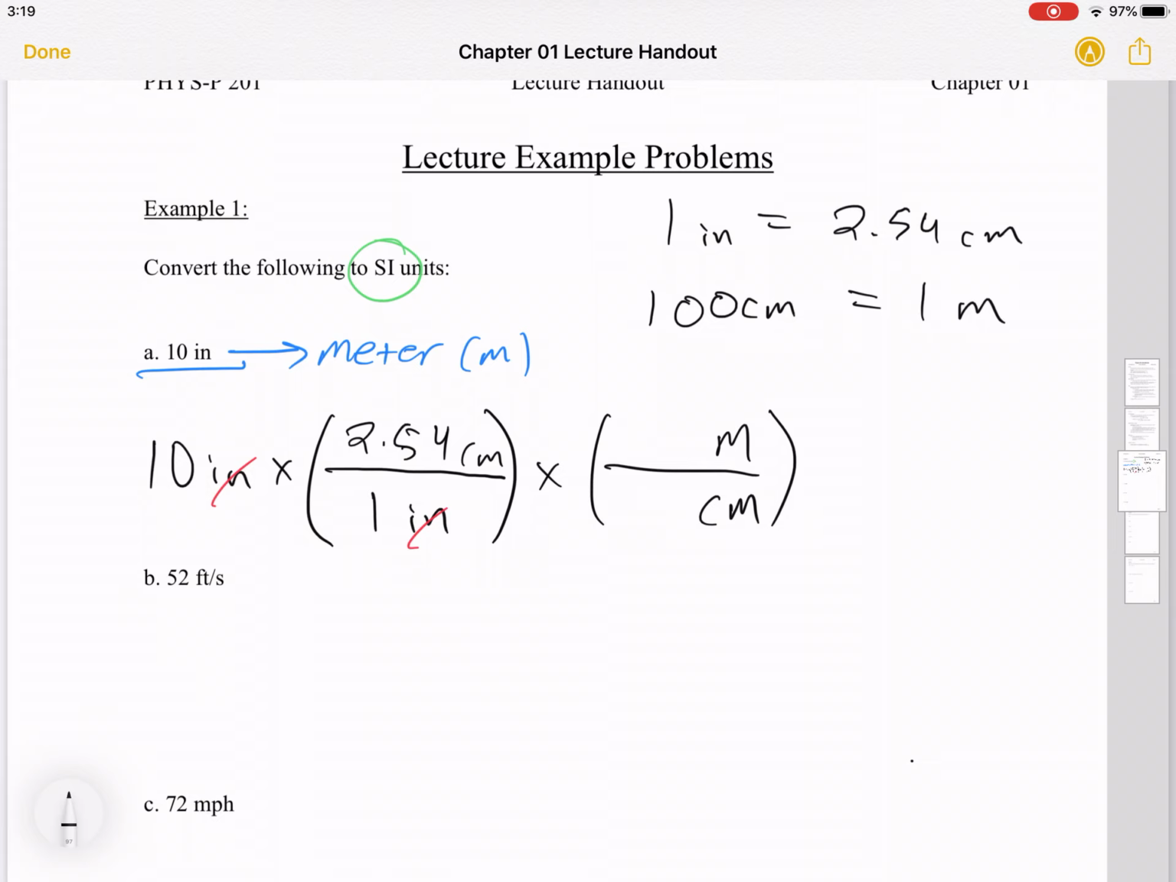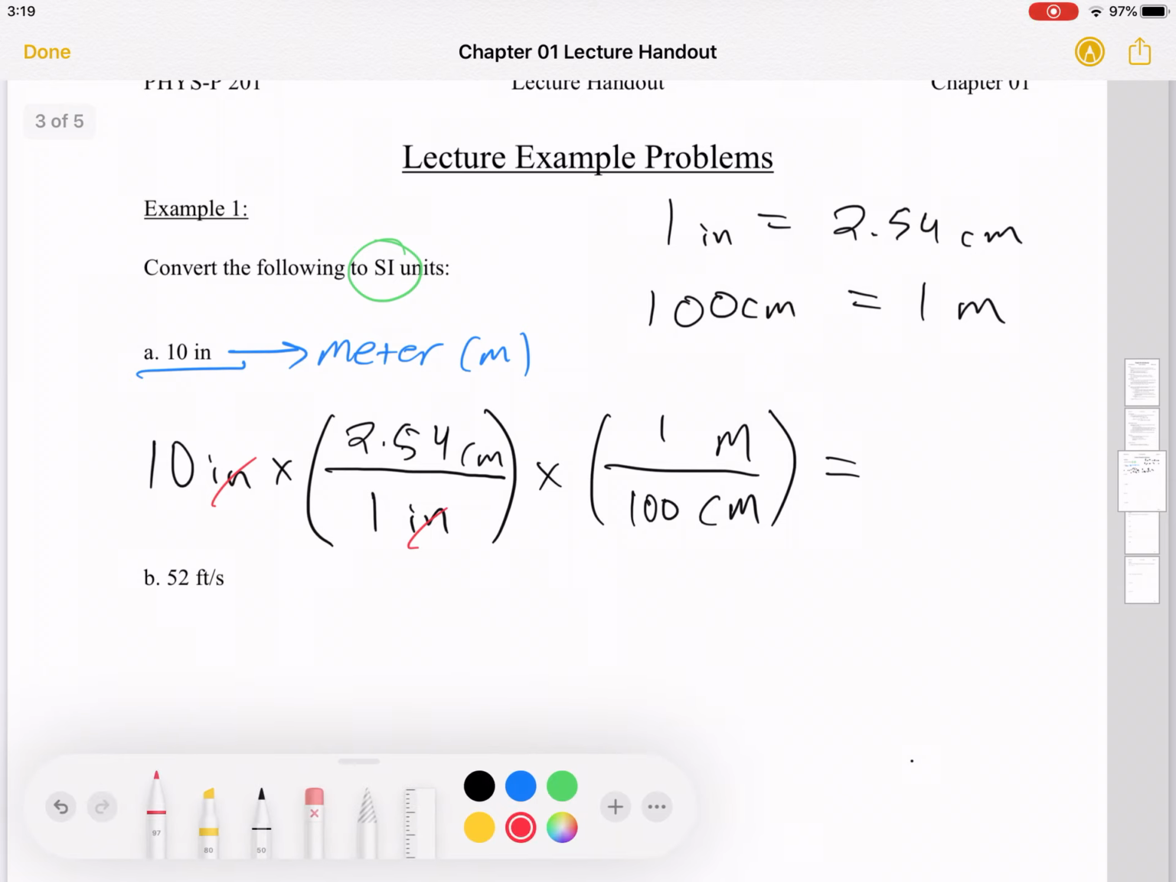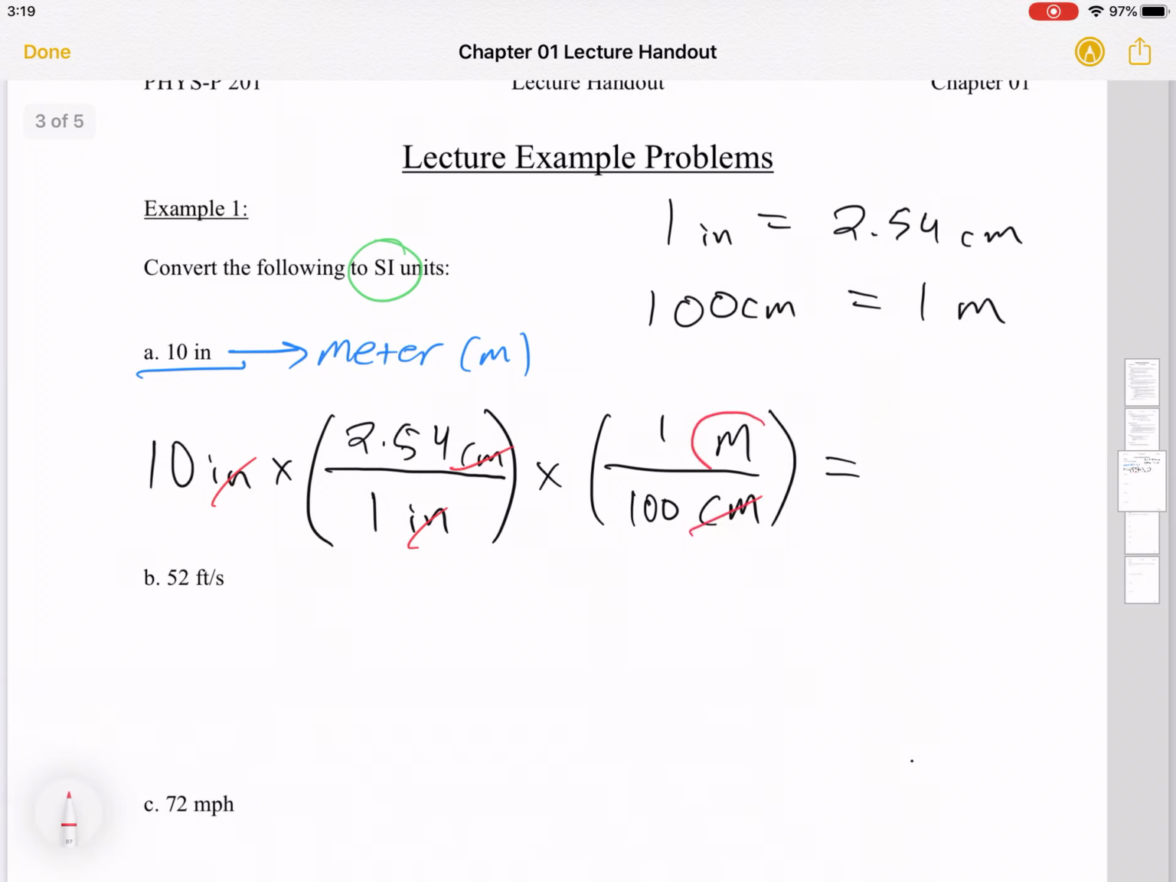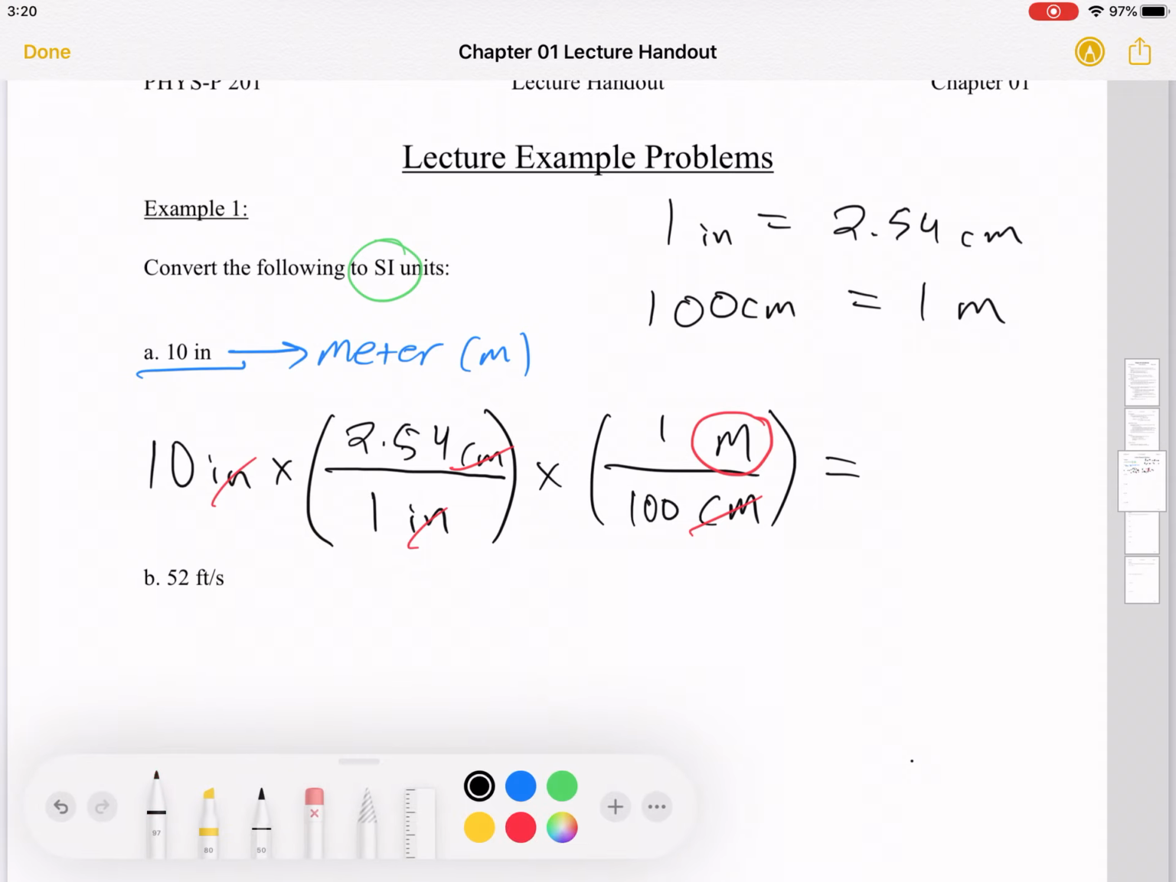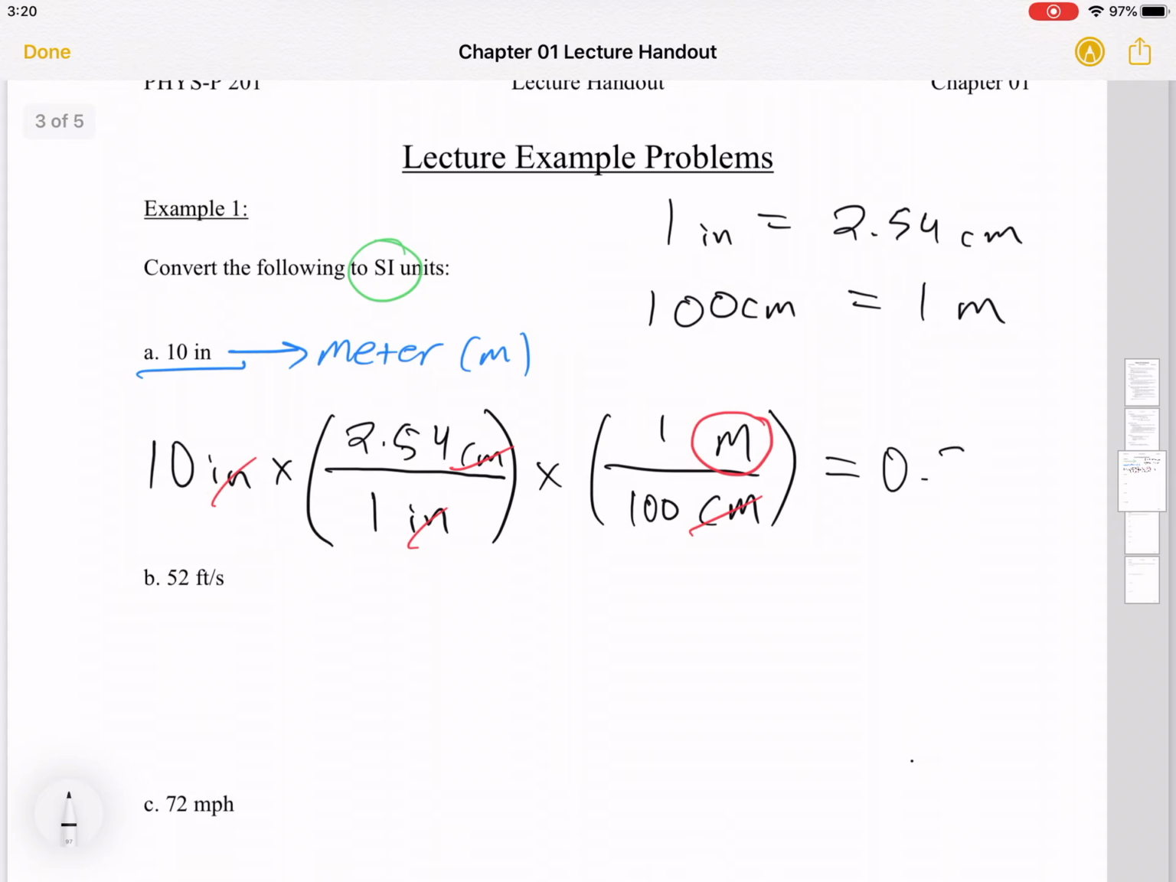And for this equality to be equal, it's 100 centimeters per meter. Okay, so now I can see centimeters, and centimeters goes away, and I'm left with meters, which was my goal, right? That's where I was going. So then I can do this math. So it's 10 times 2.54 divided by 100. Looks like it's going to be 0.254 meters.